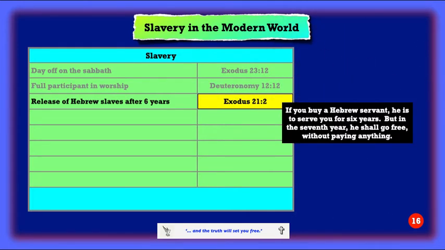If you buy a Hebrew slave, he is to serve you for 6 years. But in the 7th year he shall go free without paying anything. Now that's unique. No other culture has that.